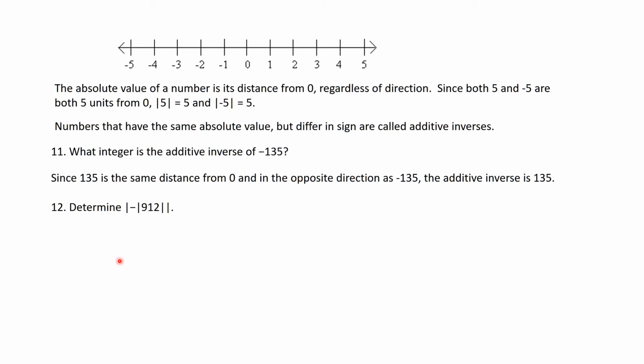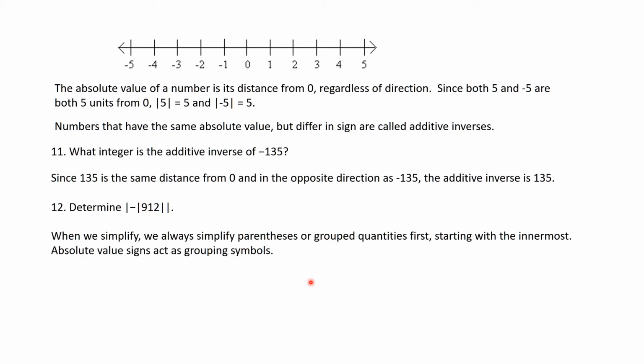Now we have a problem. We have this nested absolute value. So we want to find the absolute value of the opposite of the absolute value of 912. Now when we follow the order of operations, we simplify grouped expressions first, and we always start with the innermost. So the innermost expression is the absolute value of 912.